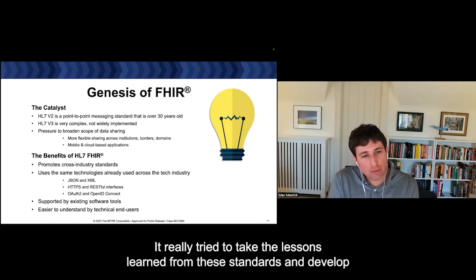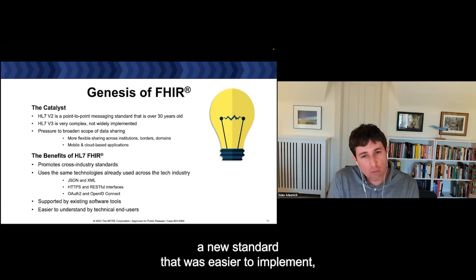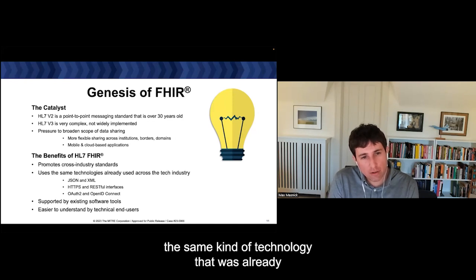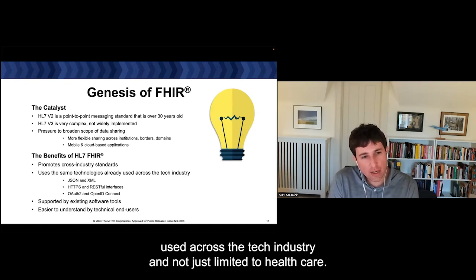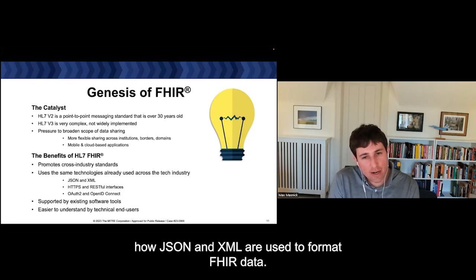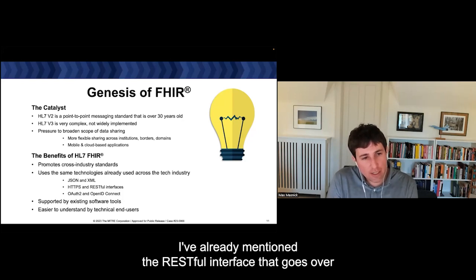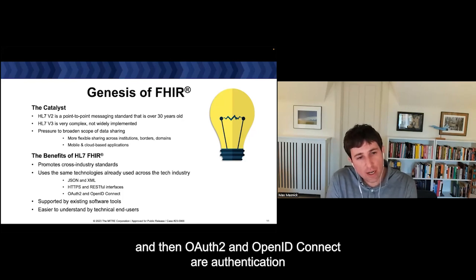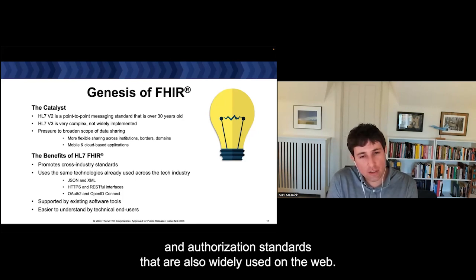FHIR came out of these standards that really tried to take the lessons learned from them and develop a new standard that was easier to implement, easier to use, and also used the same kind of technology that was already used across the tech industry and not just limited to healthcare. So later on in the webinar, we'll talk about how JSON and XML are used to format FHIR data. I've already mentioned the RESTful interface that goes over HTTP, the same technology we use for accessing web pages. And then OAuth and OpenID Connect are authentication and authorization standards that are also widely used on the web.